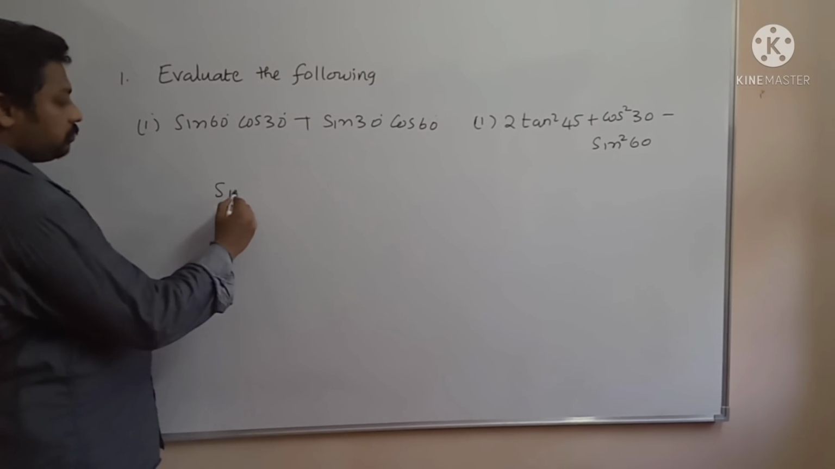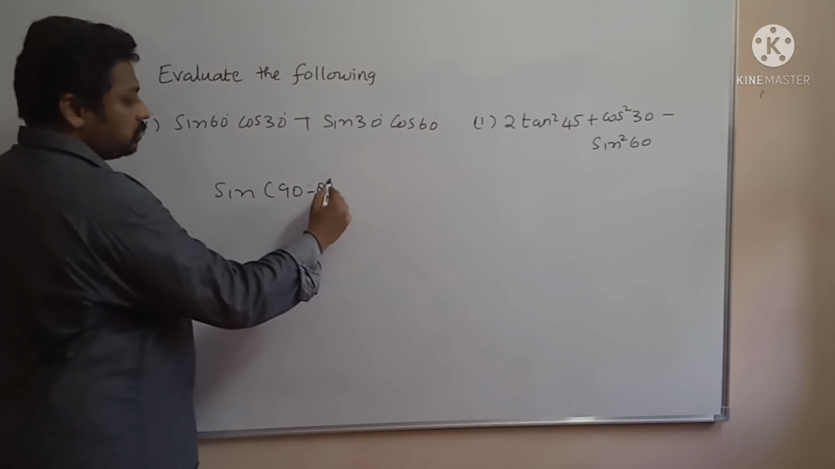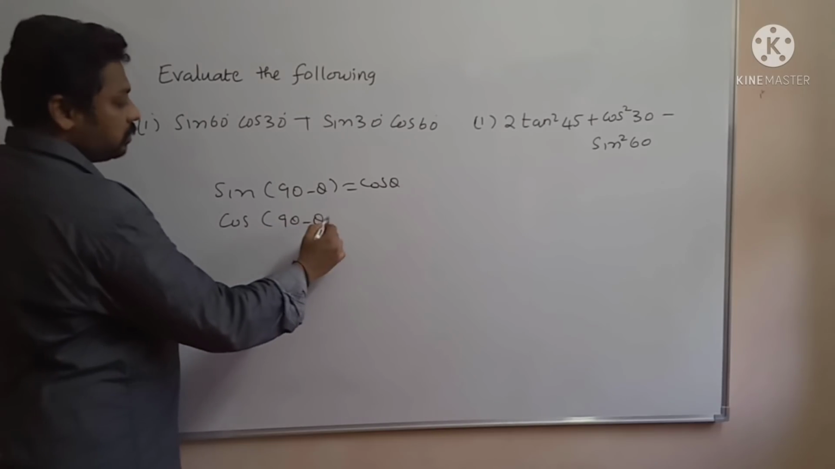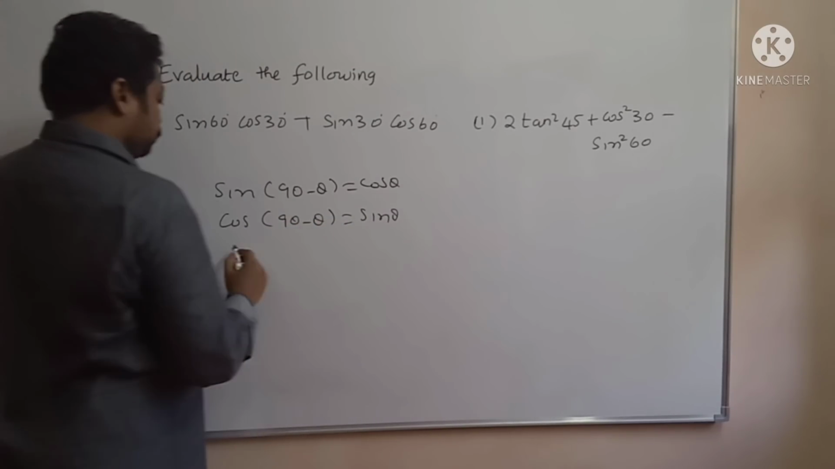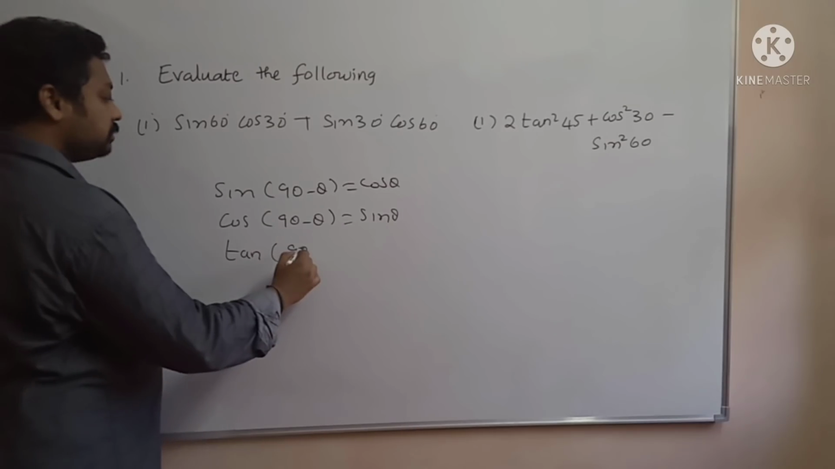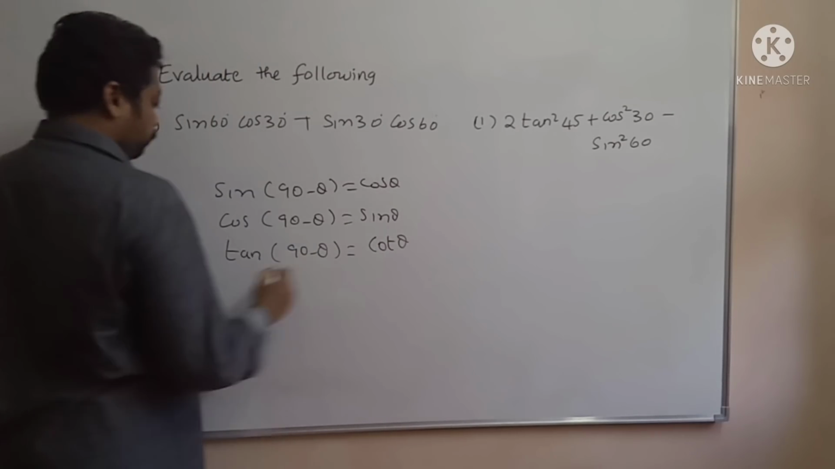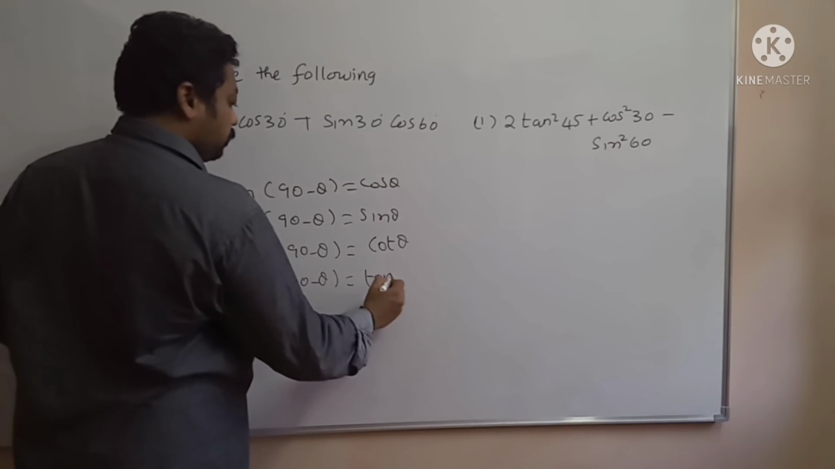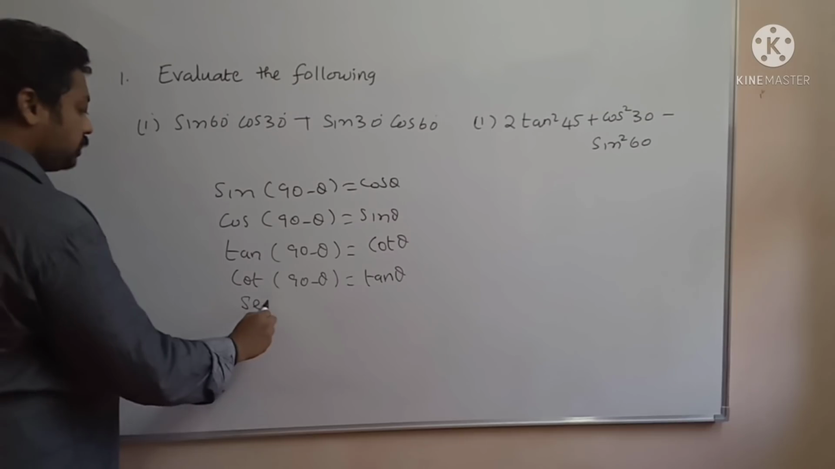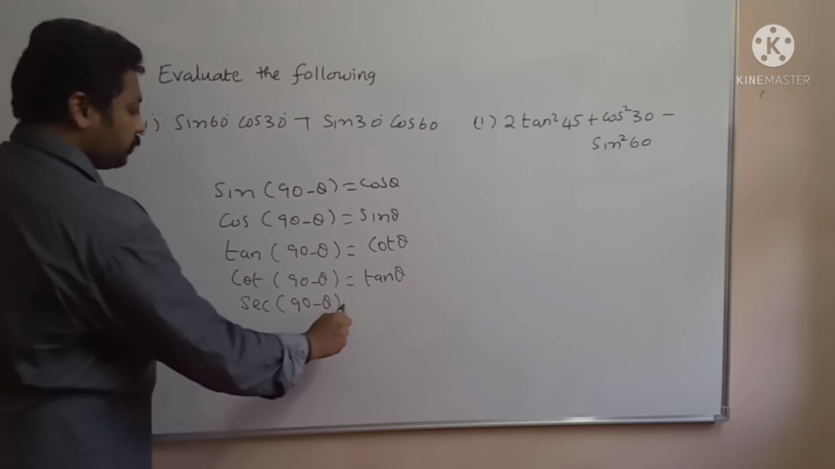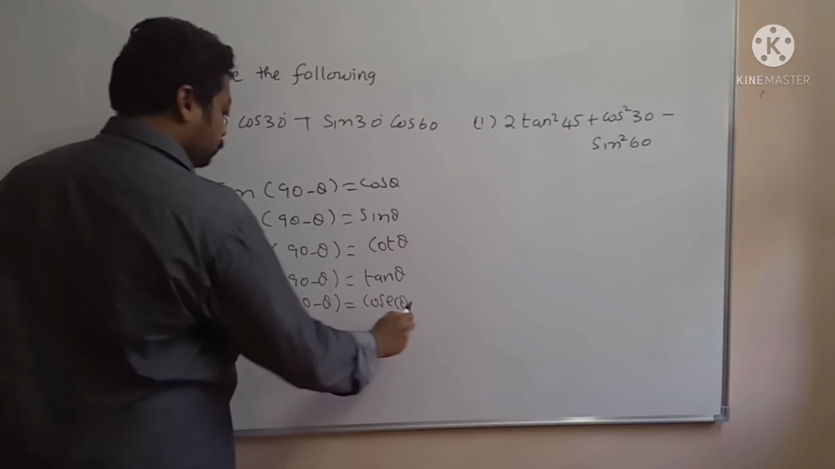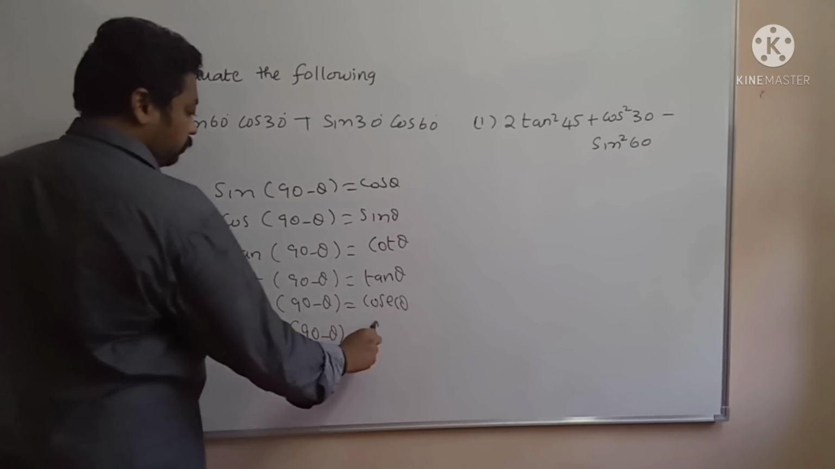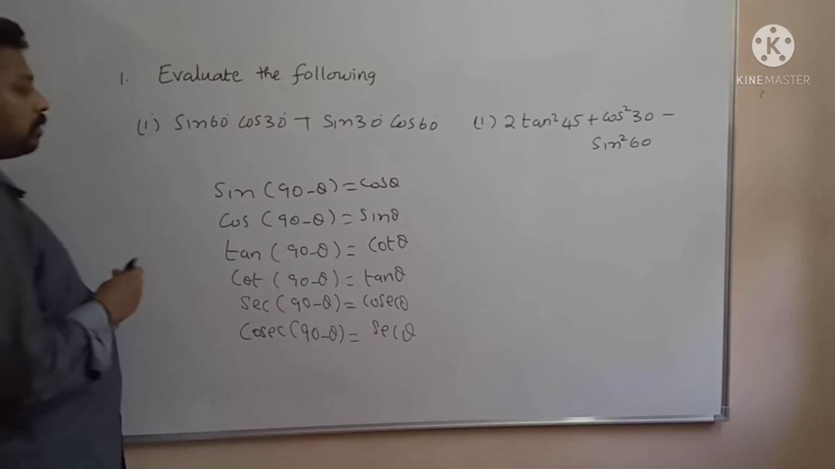So sin 90 minus theta is cos theta. Then cos 90 minus theta is sin theta. Tan 90 minus theta is cot theta. Cot 90 minus theta is tan theta. Secant 90 minus theta is cosecant theta. Cosecant 90 minus theta is secant theta.